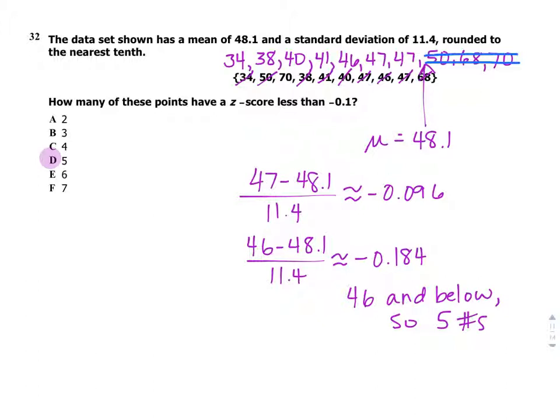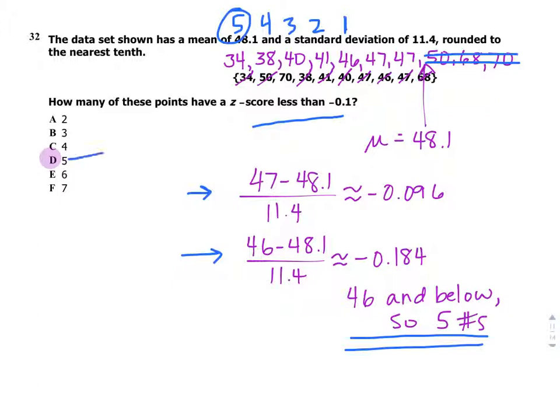And then I want to actually find the z-score for the numbers going downward. So I did 47 first and got a z-score of negative 0.096, so almost less than what I'm looking for, but not quite. And then I did the 46 second, and I found the z-score for that is negative 0.184. So if I want a z-score that's less than negative 0.1, that means I want numbers that are 46 and below. There are 1, 2, 3, 4, 5 of them. And so the correct answer was 5.